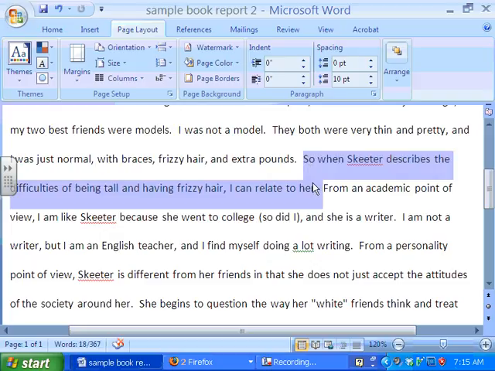Notice in this sentence I have clarified why the similarities were important. I just don't want to say, she's tall, I'm tall. Well, who cares about that? She had frizzy hair, I have frizzy hair. Who cares about that? So I clarified why these similarities were important, because I can relate.